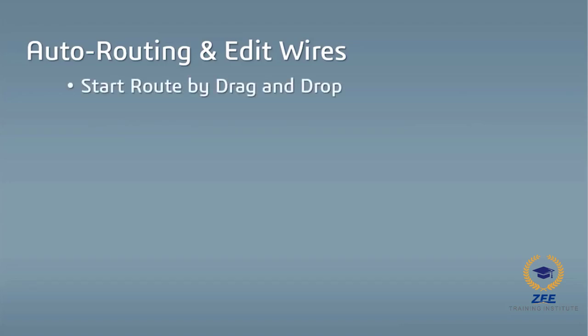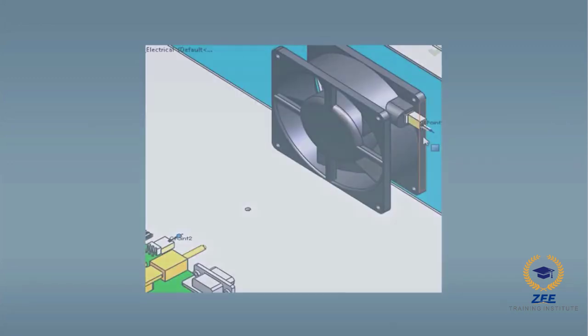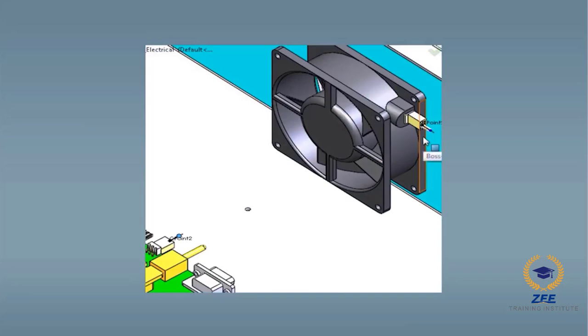In this lesson, we will walk through the process of starting an electrical route by dragging and dropping electrical routing components into an assembly, and then take advantage of the auto route functionality to connect the components. Routing components typically contain mate references, which make it easy to connect to other routing components.